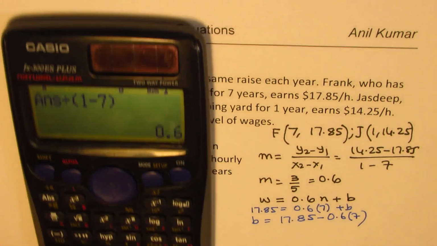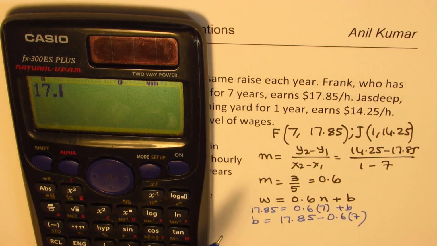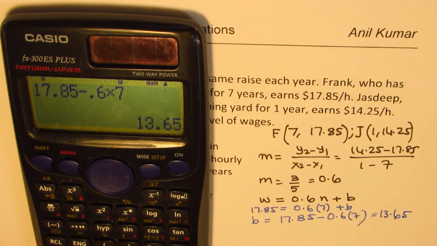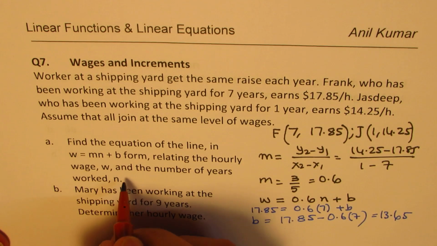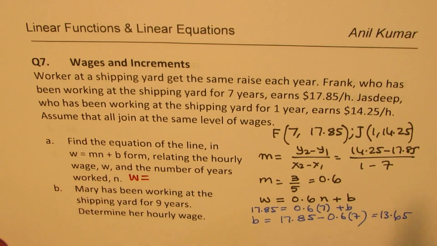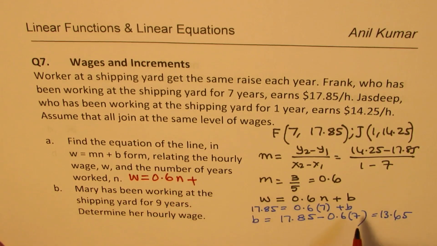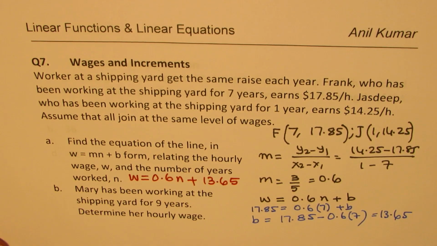So let's use our calculator. So we have 17.85 minus 0.6 times 7 equals, in decimals, 13.65 here, right? So B is 13.65. So we get the first answer, which is wages W is equal to M, which is 0.6, N plus starting 13.65. Correct? So that is the first answer.